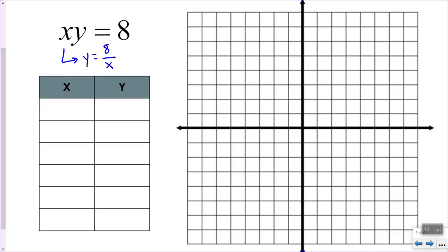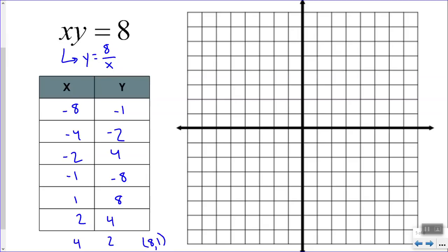So you can see how much space we have here. If we have negative 8, that means that y is going to be negative 1. If we do negative 4, we'll get negative 2, negative 2 and 4. You'll notice that I can't plug in 0 here because that's not going to work. It's going to be undefined. So we're going to leave 0 out, and then we can fill in our positive values as well. And I'm going to extend our table here a little bit. And then we would also have 8 and 1.